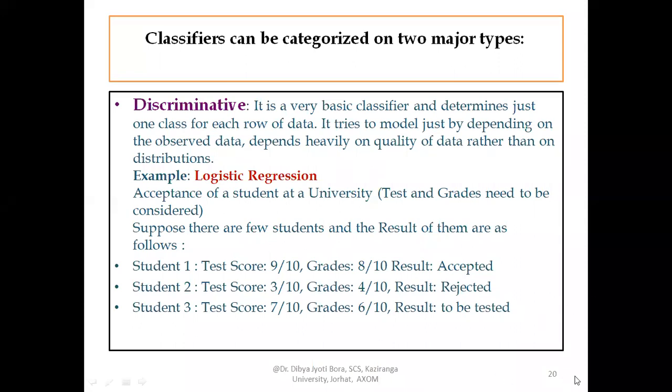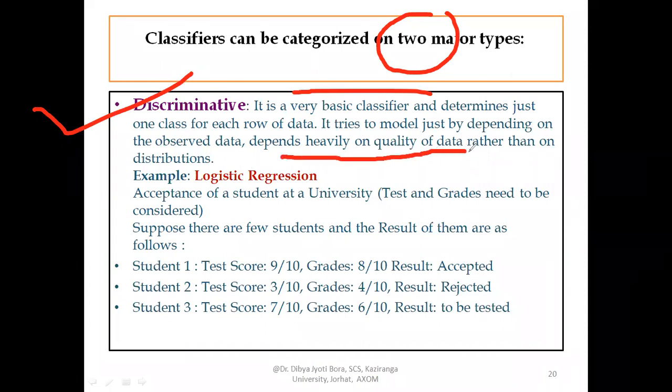Now, classifiers can be categorized into two major types. First one is discriminative. Discriminative was the very basic classifier. It just determines one class for each row of data, tries to model just by depending on the observed data, and it depends heavily on quality of the data rather than distribution.